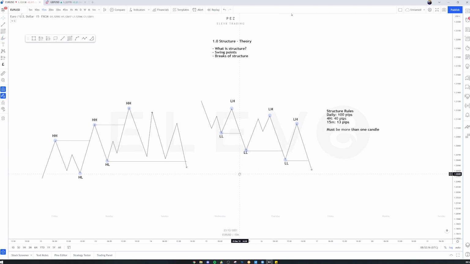Got that one. So it's the same thing over and over again. Pull back, break, and then lower high, lower low.